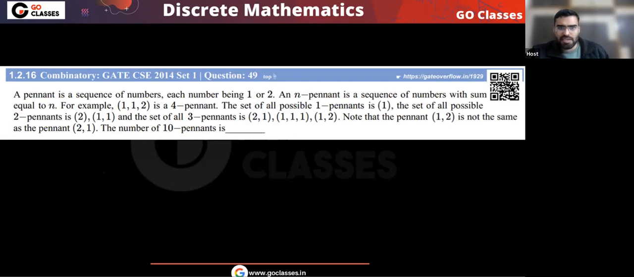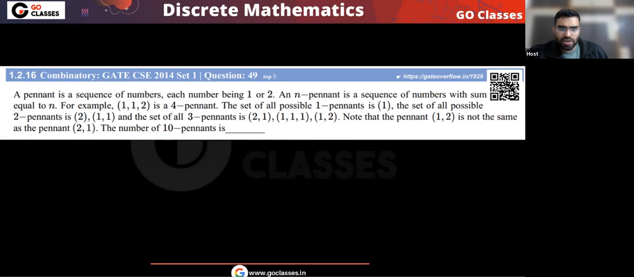If you write the recurrence relation, just by reading the question you can see that you should definitely try to write the recurrence relation. So what you should do is very simple. Here you can notice that the question is asking for the number of 10 pennants. Let's find out the number of n pennants.